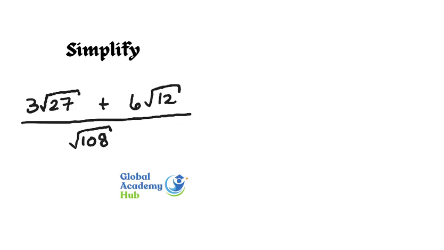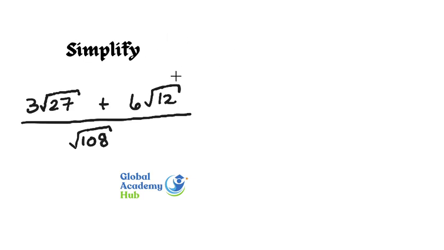So let's try to simplify this expression. What we have here are radicals, and we can actually see that this is a fraction. There's a numerator and then there's a denominator. Okay? So first of all, let's do a very quick review of the principles that we're going to be working with.